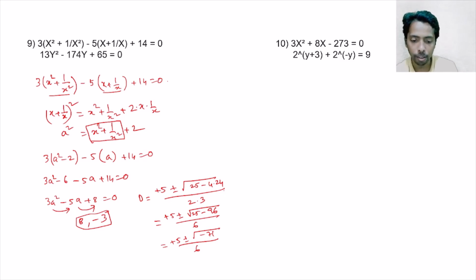Whenever this kind of value comes, that is square root of a negative term, that means we should not solve the rest of the part, that is this 13y square minus 174y plus 65. There is no use of solving this second equation, right? Because you have already found out that one imaginary term comes, that means simply the answer is C and D, right? Be confirmed about this.